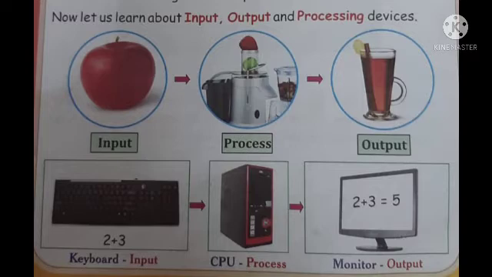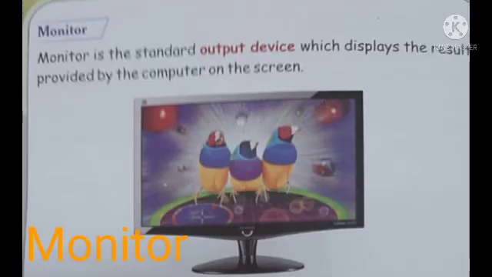5 is the answer. So the screen, the monitor, is called an output device. So the computer is used for 3 parts: input, processor, output. So this is the monitor screen. This monitor screen is helpful as an output device. This one displays the result on the screen.